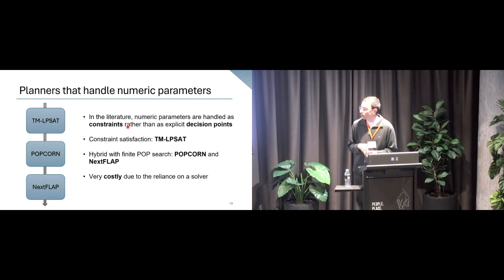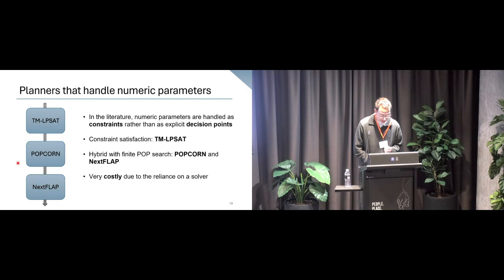So how do planners actually handle this in the literature? They usually represent these numeric decisions as constraints rather than as explicit decision points of the search, right? This concept of numeric parameters was first introduced in the planner TMLP-SAT, which is a constraint satisfaction planner. And then this idea was further formalized in the Popcorn planner with the concept of control parameters. And Popcorn performs a hybrid search combining POP search and constraint optimization, constraint satisfaction, sorry.